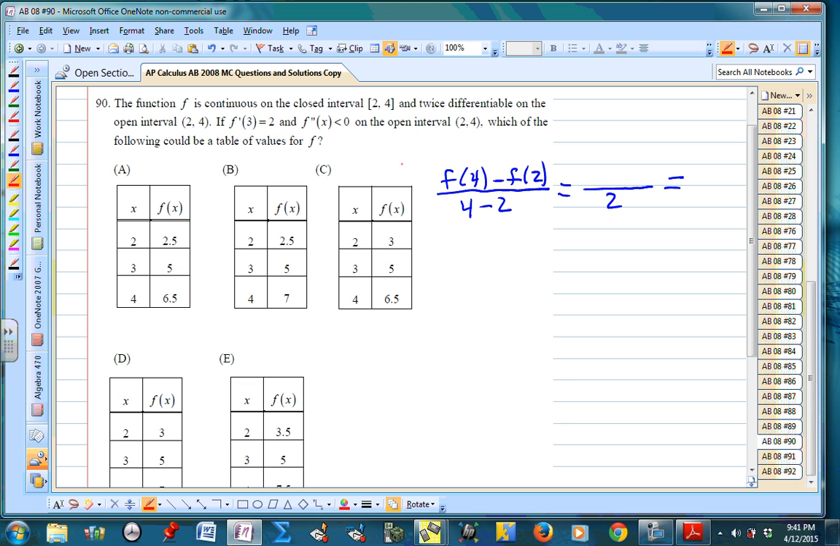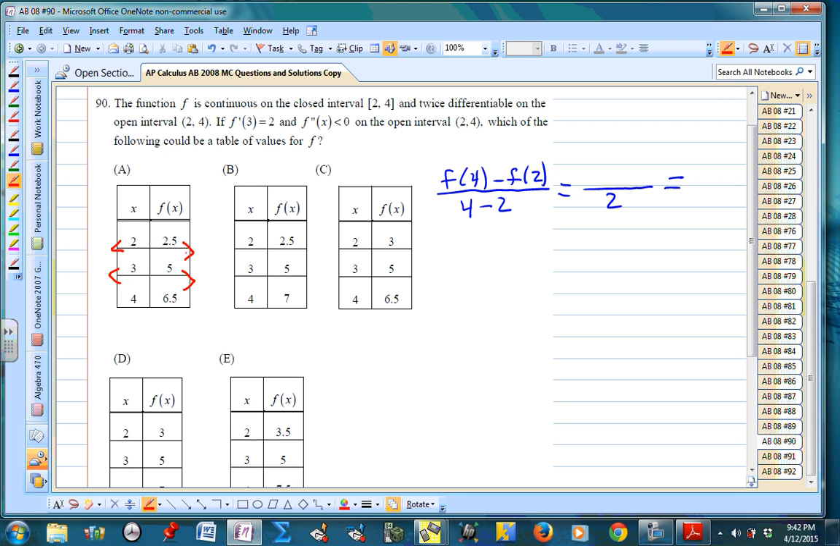If we start testing the data in table A, we can find the average rate of change on this interval. So we would do 6.5 minus 2.5 over 4 minus 2, which is going to be 4 over 2, or 2. Looks like the average rate of change of the data in table A is 2. So it makes sense that the instantaneous rate of change would be 2. And you can tell that our function is concave down, because the rate of change is decreasing.